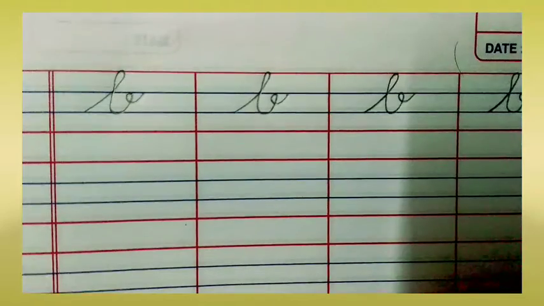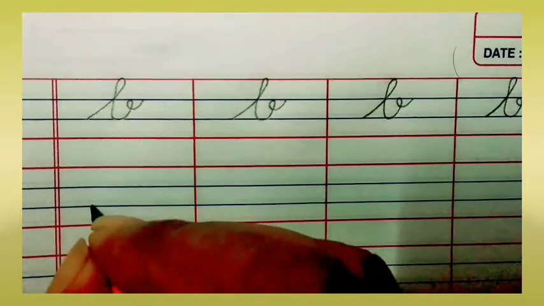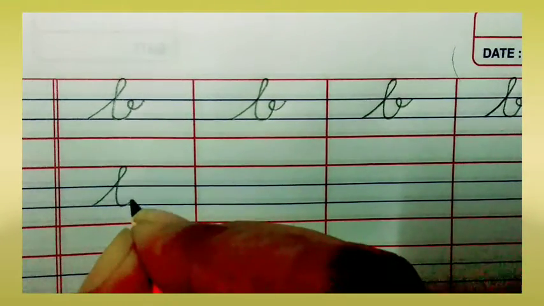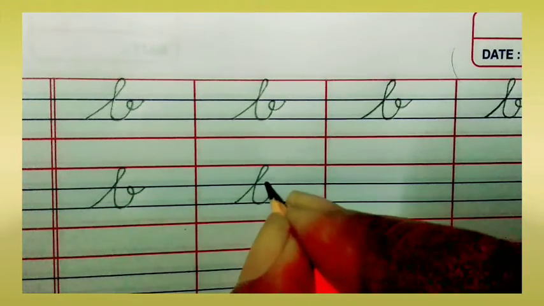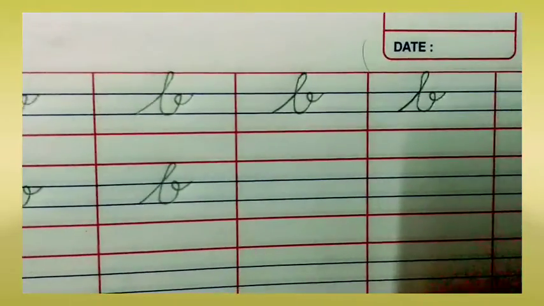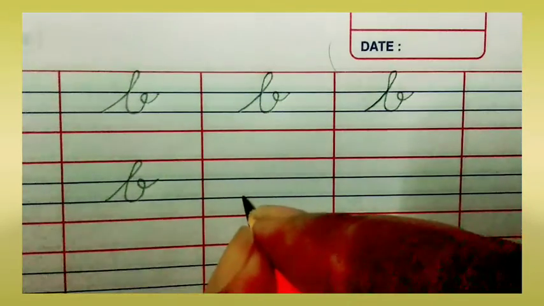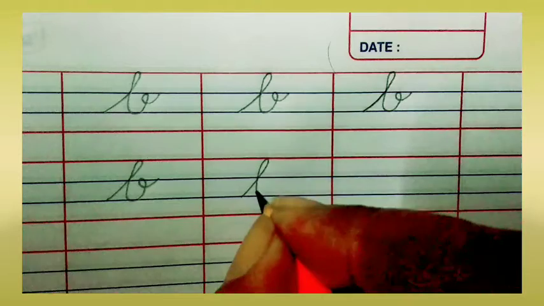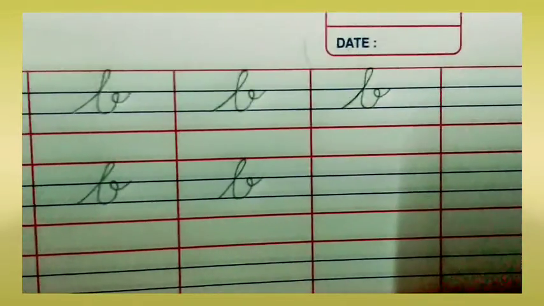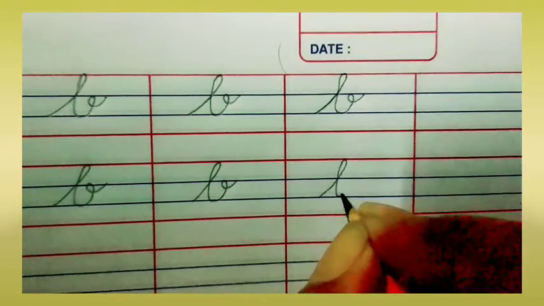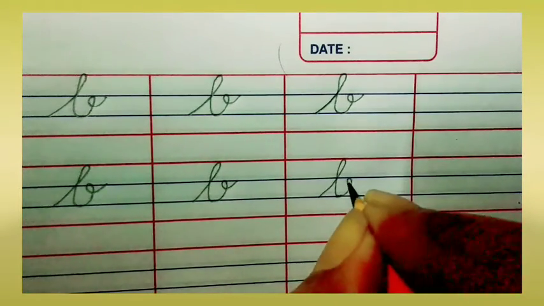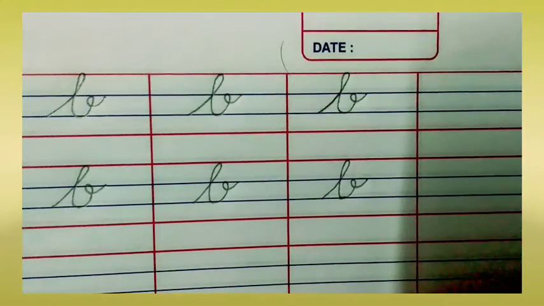Like this. Again we will write B, small cursive B. This way you will write B and complete this page.